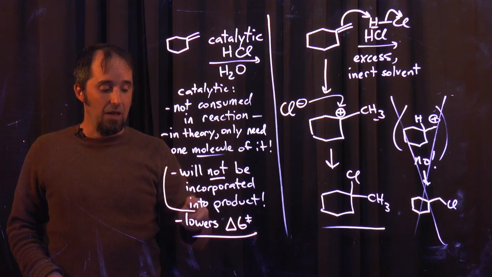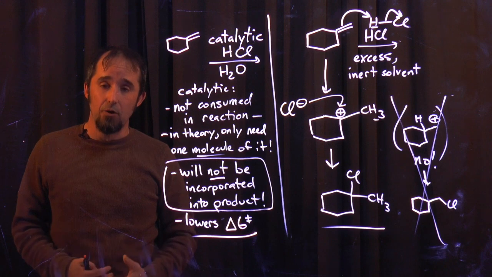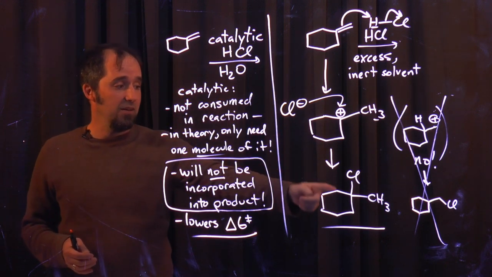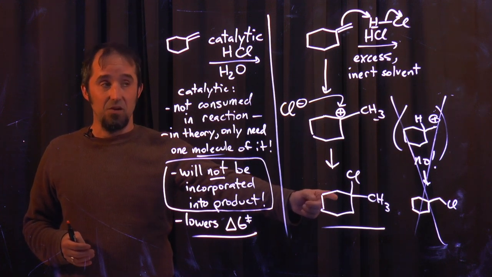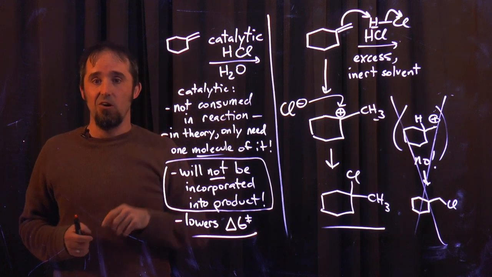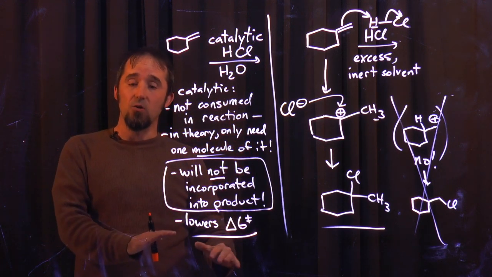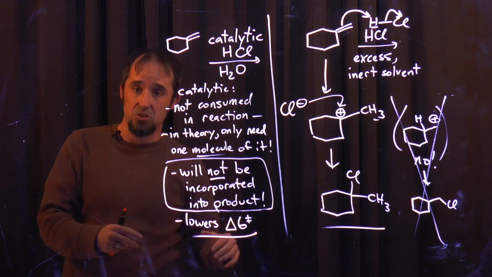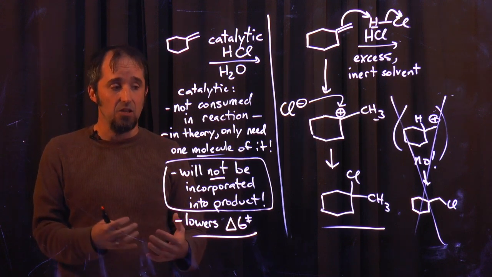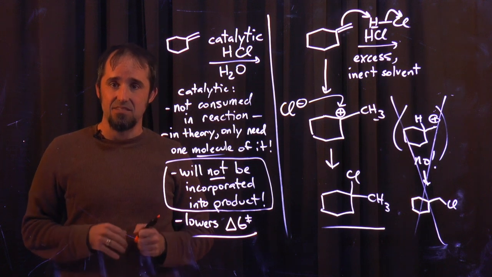And so my catalyst is not going to be incorporated into my product, which is to say, I'm not going to see a product with a chlorine in it because I probably don't have enough chlorine atoms for all of these molecules. Okay? So that's what I mean by catalyst. A catalyst lowers the activation energy for the reaction to increase the rate. Catalysts are not consumed in the reaction. They're not used up. And so my product will not have a catalyst in it.